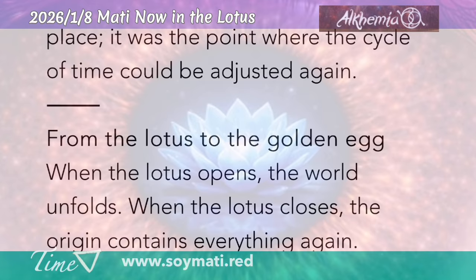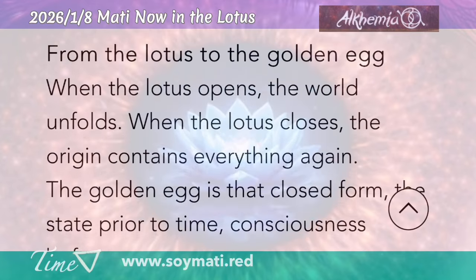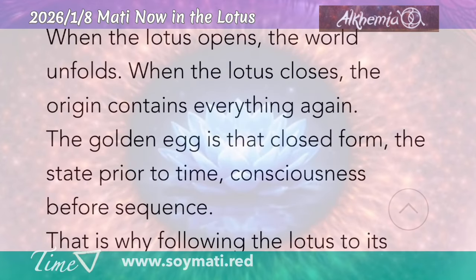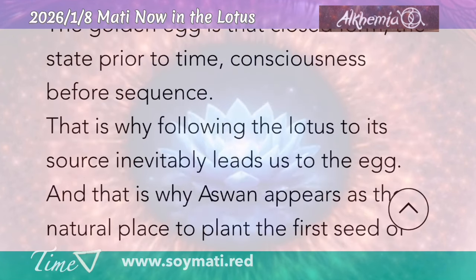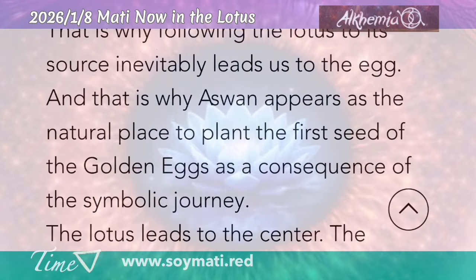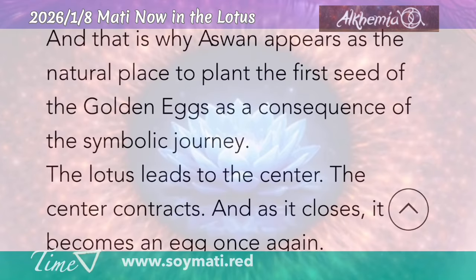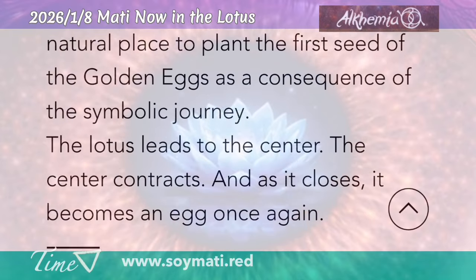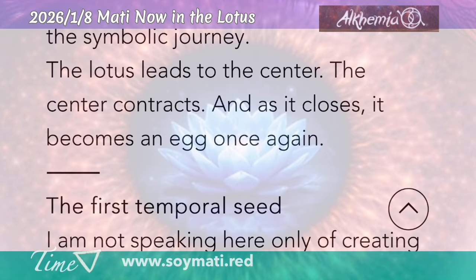When the lotus opens, the world unfolds. When the lotus closes, the origin contains everything again. The golden egg is that closed form, the state prior to time, consciousness before sequence. That is why following the lotus to its source inevitably leads us to the egg, and that is why Aswan appears as the natural place to plant the first seed of the golden eggs as a consequence of the symbolic journey. The lotus leads to the center. The center contracts, and as it closes, it becomes an egg once again.